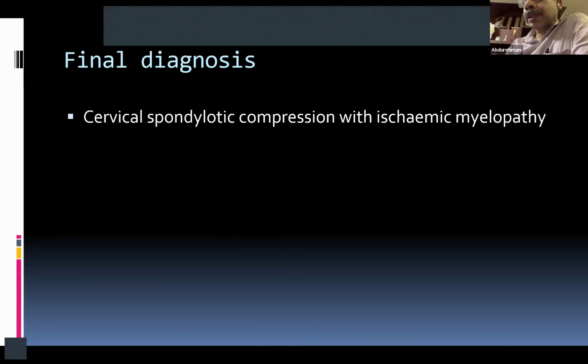Okay, sir. What is the reversibility of this wasting and nociceptive changes with surgery? Is it reversible? The nociceptive loss is lost. It will not be reversible. The only thing is it can prevent further progression.